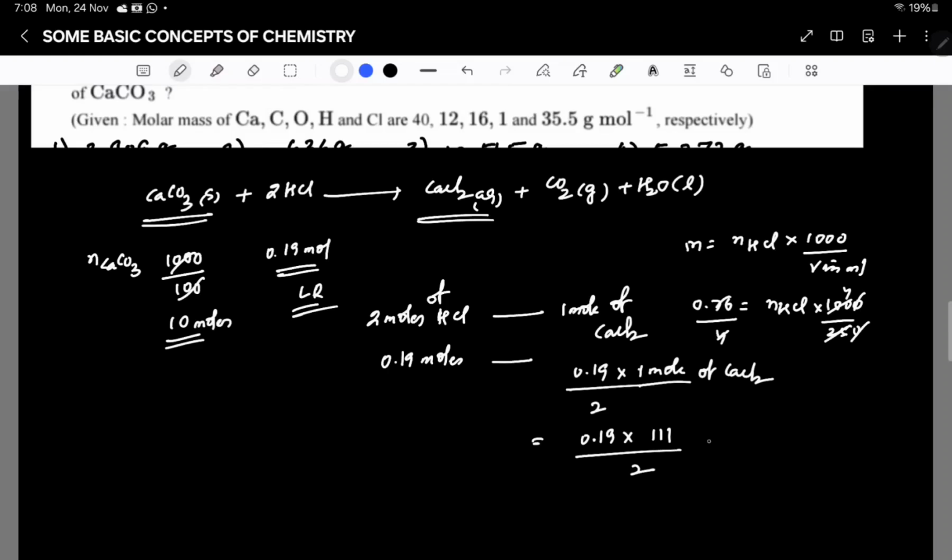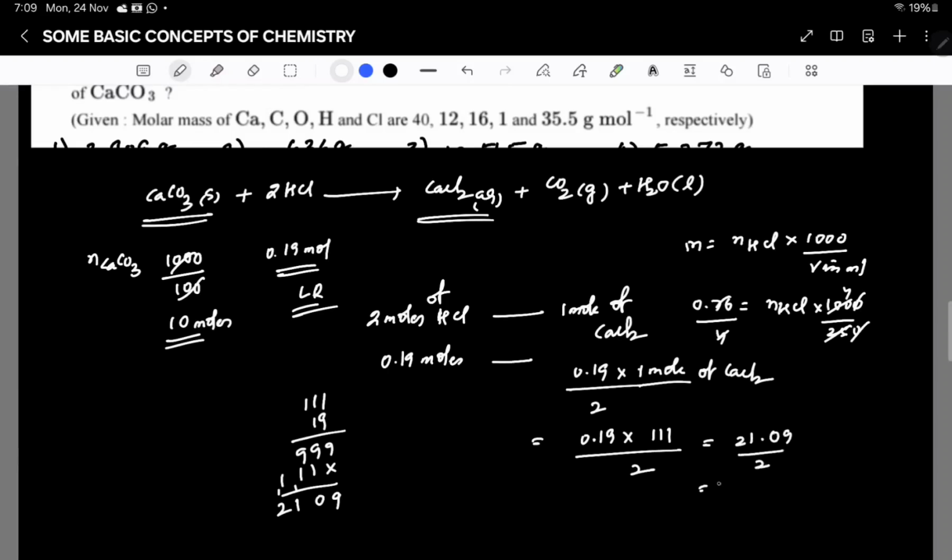Its molar mass, student. So just multiply 111 into 19, student. We will get the answer 999. So this will be 111. So this is equal to 10. This is equal to 11. So 2109. After the decimal, so 21.09.